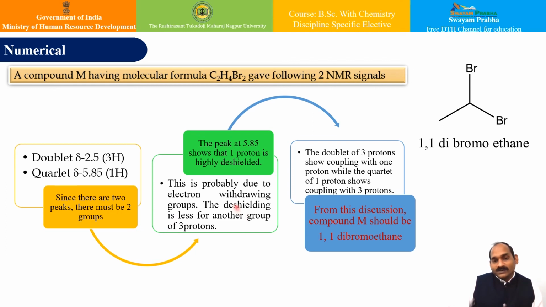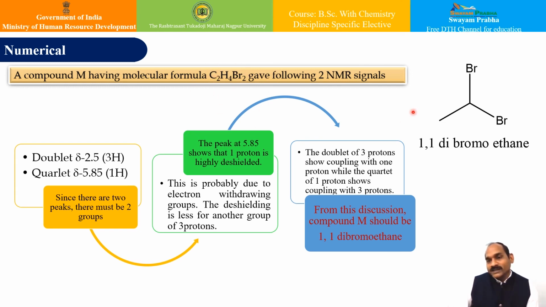The second peak is at 5.85, which shows that one proton is highly deshielded, and this is probably due to the electron withdrawing groups, and the deshielding is less for the other group of 3 protons. Therefore I can conclude that the doublet of 3 protons shows coupling with the 1 proton, while the quartet of 1 proton shows coupling with the 3 protons. And therefore, from this discussion, we can conclude that this compound M should be 1,1-dibromoethane, because we have this molecular formula for it.